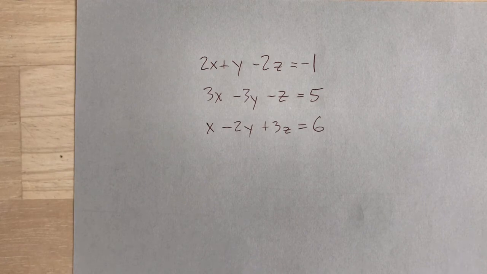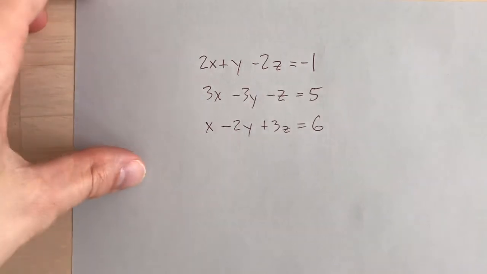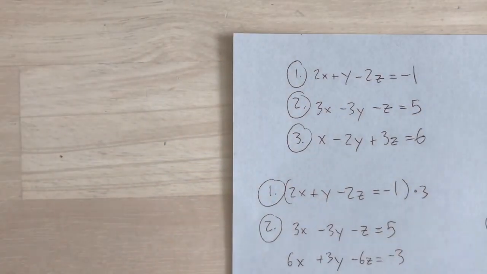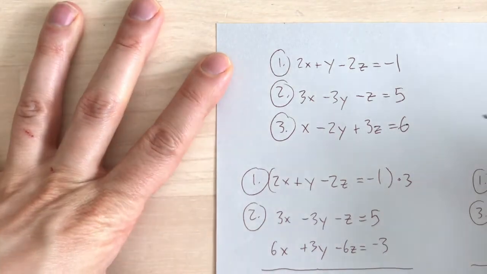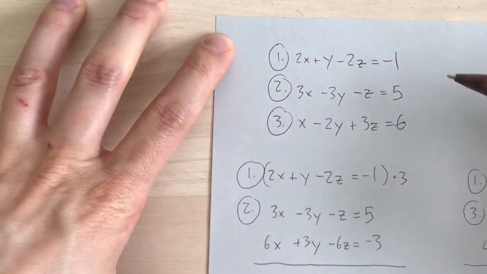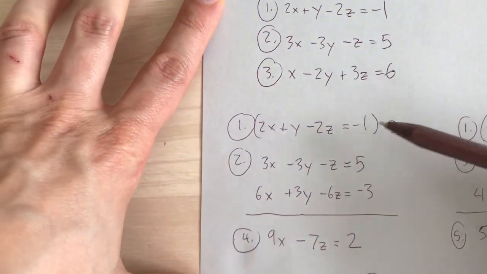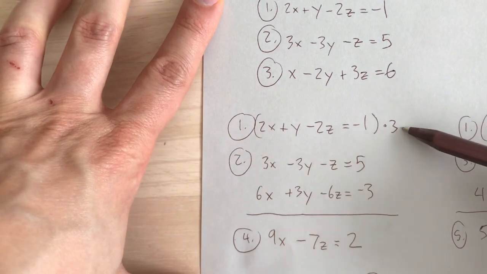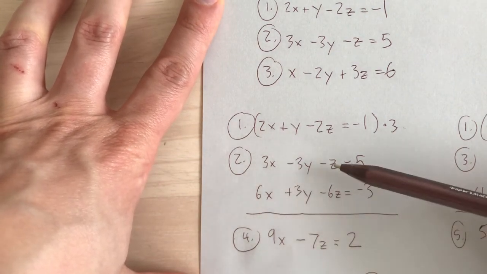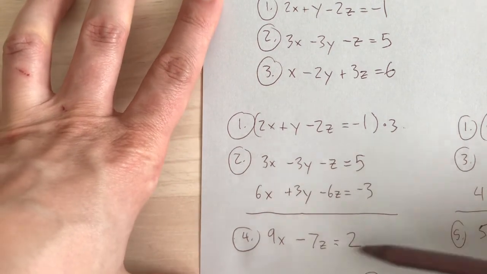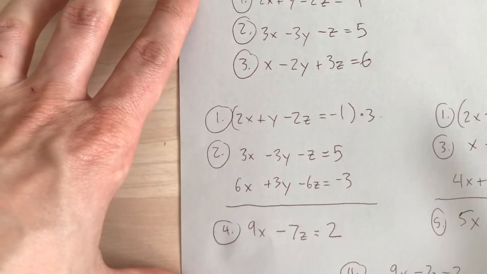All right, so welcome back. Here goes the answer. So I started again by labeling these 1 through 3. I picked the first 2 because again, I was going to eliminate y. So I started by multiplying to get these y's to be opposites, multiplying the top guy by 3. So when I multiplied that top guy by 3, I ended up getting this. When I add these 2 together, the y's eliminate, and I end up with this 4th equation here, 9x minus 7z equals 2.